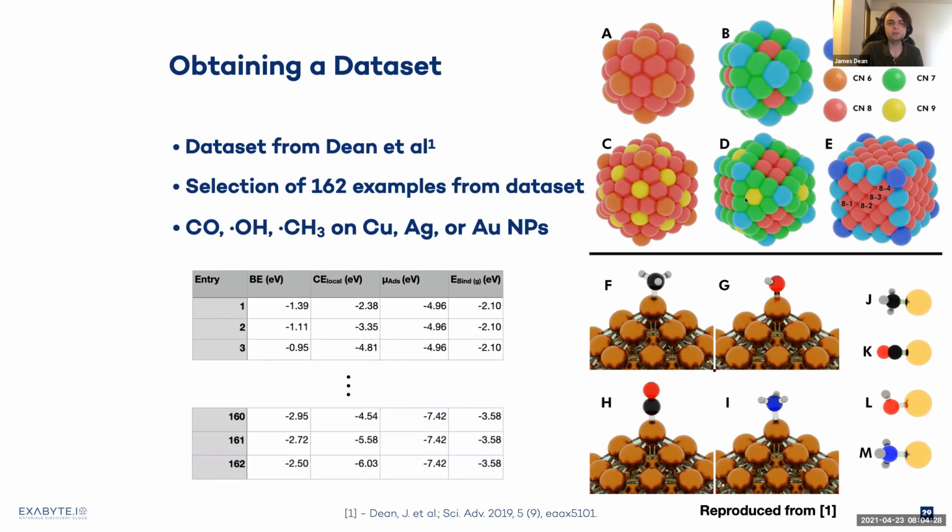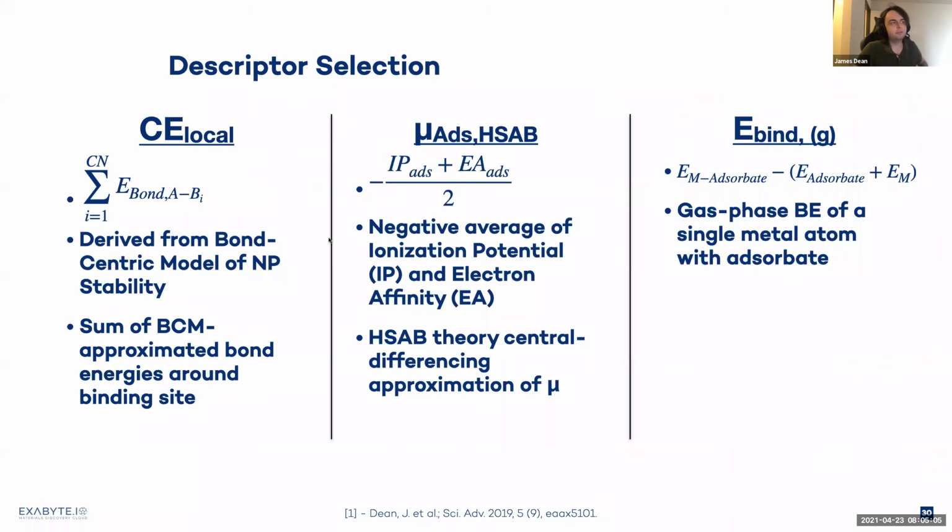So here's an illustration from their SI that's just describing what's going on there. So we take a selection of 162 examples from the data set that they published, of methyl, hydroxyl, and carbon monoxide adsorbing to copper, silver, or gold nanoparticles in a variety of different morphologies and sizes, which we're illustrating up here. Here's sort of what the data set looks like. We get a binding energy, we get the local cohesive energy, the chemical potential under HSAB theory, and the metal adsorbate binding energy in the gas phase. What does any of that mean? Well, that's what this slide will kind of go over.